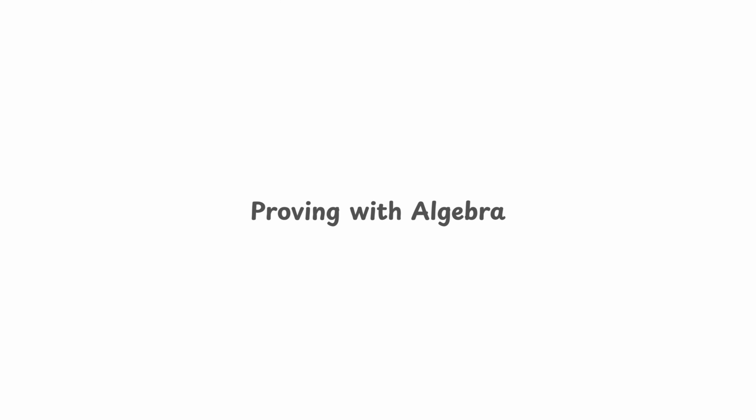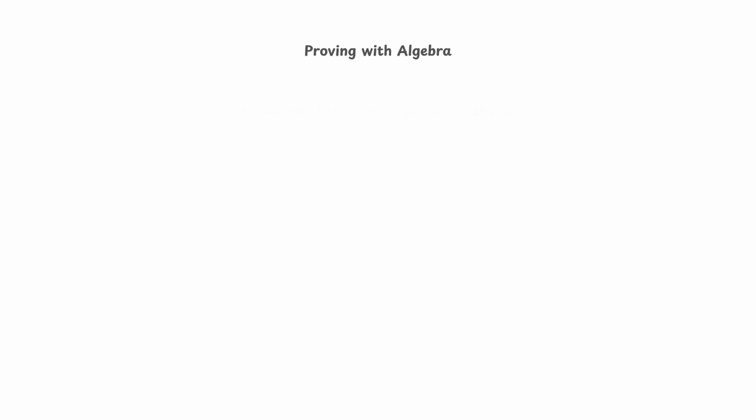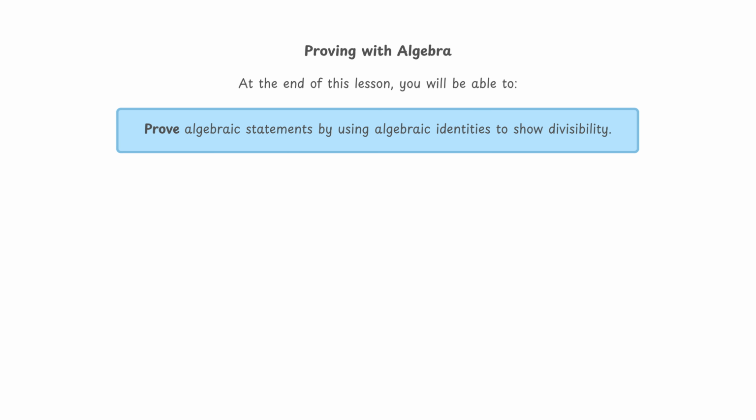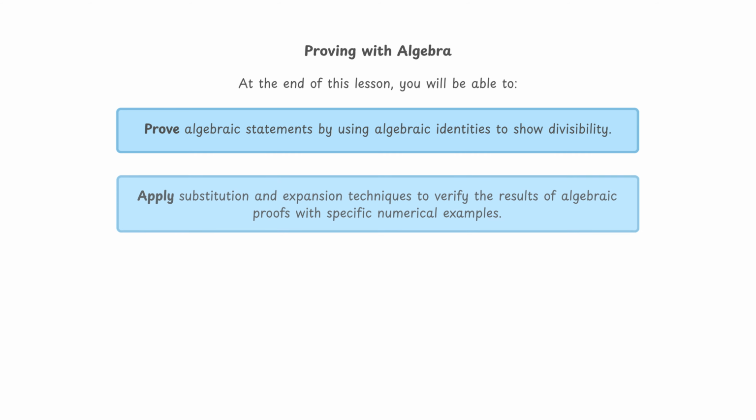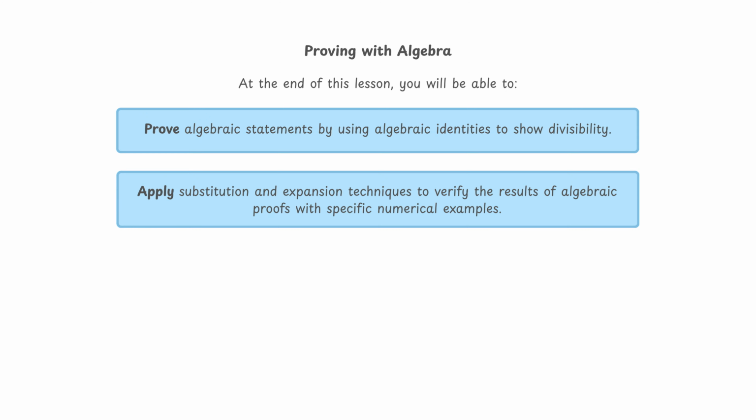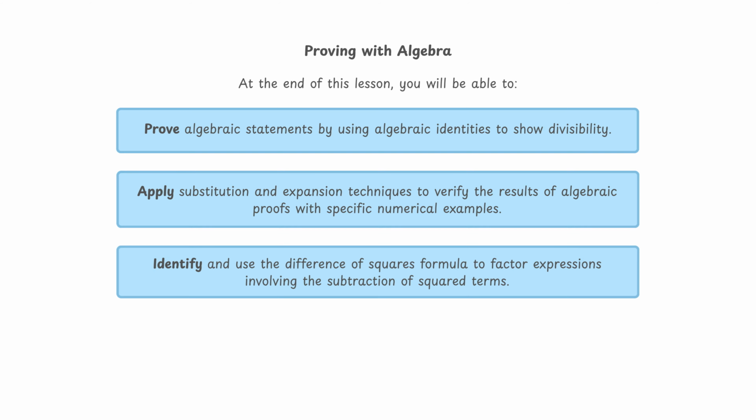Hello and welcome to this lesson on rearranging when subject appears twice. By the time you finish this video, you will be able to prove algebraic statements by using algebraic identities to show divisibility. You will apply substitution and expansion techniques to verify the results of algebraic proofs with specific numerical examples. And you will identify and use the difference of squares formula to factor expressions involving the subtraction of squared terms. Let's get started.